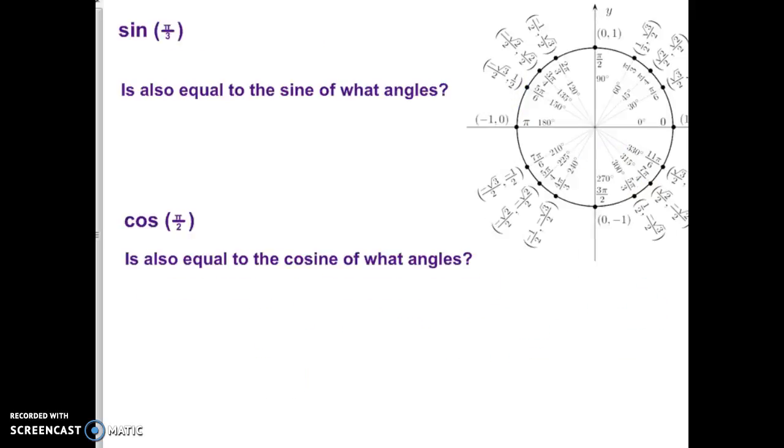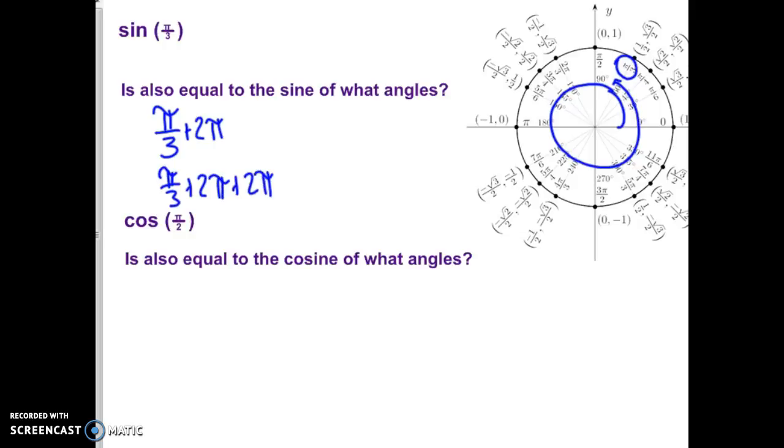So let's see here. Sine of pi over 3, let's find pi over 3, it's right here. The sine of that is equal to what other angles? Well, the sine of pi over 3 is equal to the sine of pi over 3 plus 2 pi. 2 pi is a full circle. It is equal to the sine of pi over 3 plus another 2 pi, plus another 2 pi. Let's condense that to a much simpler format: pi over 3 plus 2 pi n.